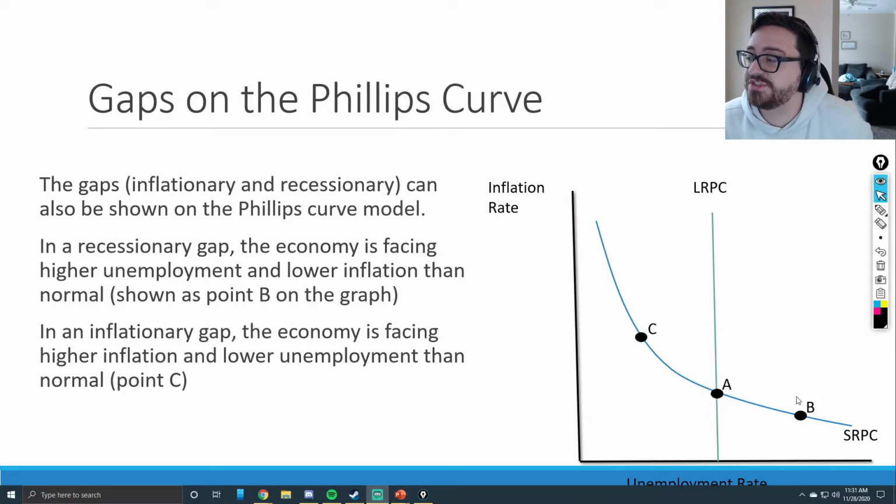This is how you would draw a recession on your Phillips curve. If it asks you to draw a recession, you would draw LRPC, SRPC, and put your equilibrium point where you are right now over here. You wouldn't put point A and draw an arrow. You just put point B. That's it. If you're in an inflationary gap, you've got higher inflation, cool, then you'd be at point C. You'd be higher up along the curve.